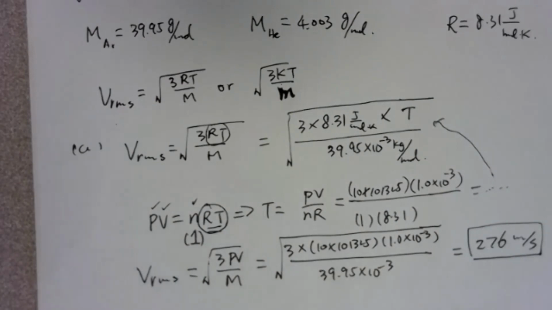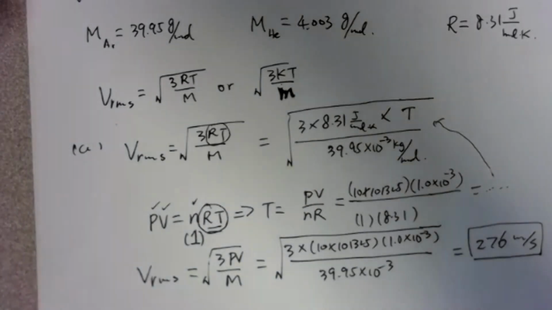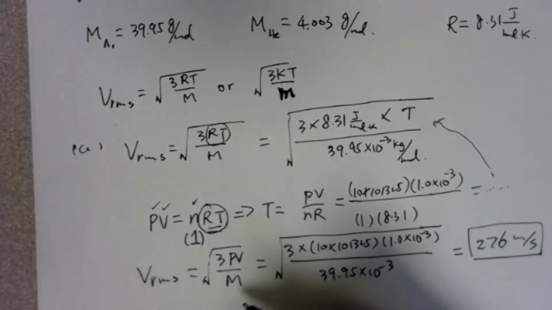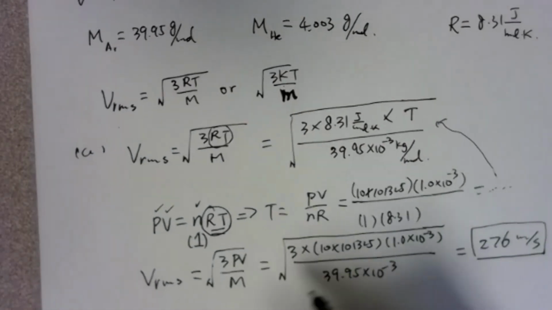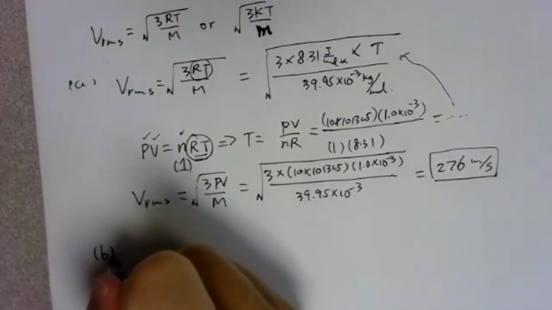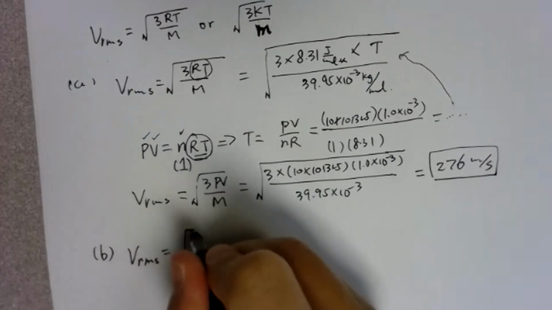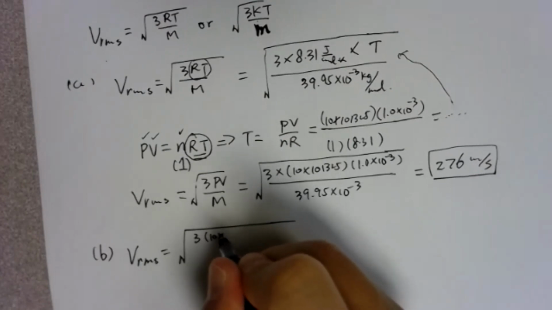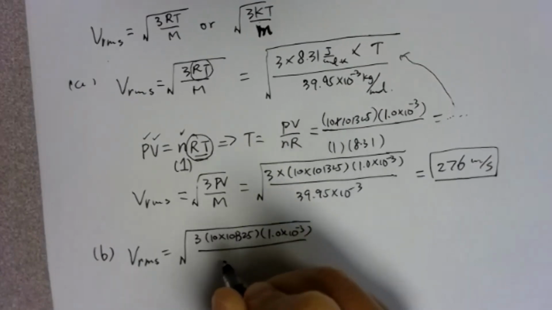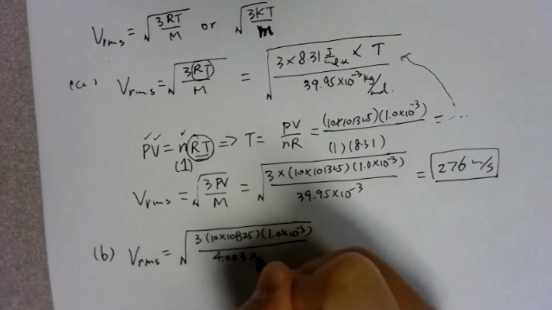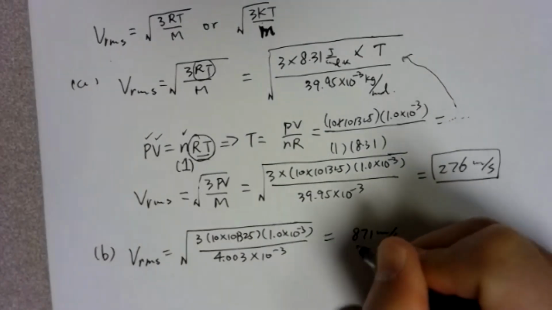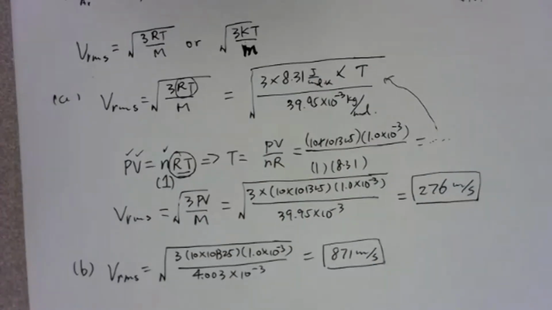All right, now let's look at B. If we have helium, what's going to change? If pressure is still the same and volume is the same, the only thing that changes will be the molar mass. So instead of using the molar mass for argon, we are going to use the molar mass for helium. So for part B, v RMS equals the square root of, again, 3 times 10 times 101,325 times 1.0 times 10 to the minus 3, over, instead of 39.95, you will have 5.003, again times 10 to the minus 3, okay? So that gives you 871 meters per second for the RMS speed.